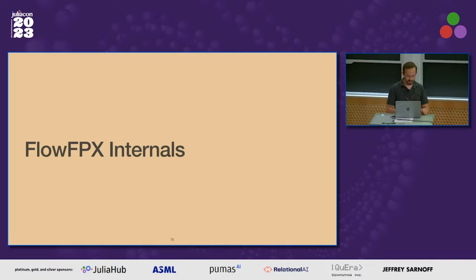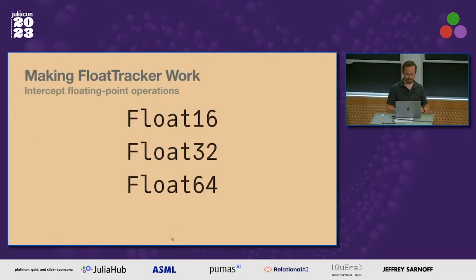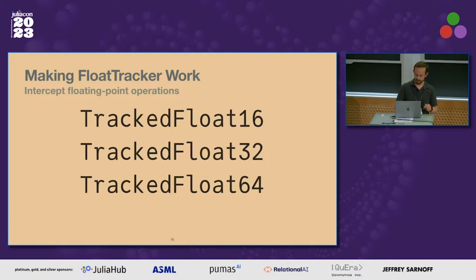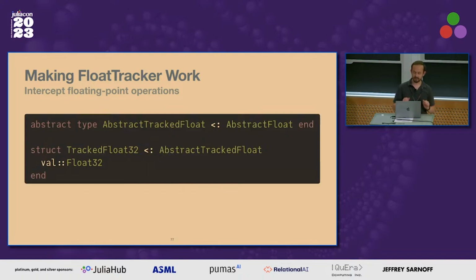Let's get down to the nitty-gritty of how we did this. Did we write a custom Julia kernel? No, we actually did this all entirely inside of userland, thanks to Julia's magic. Our first step was to take all of Julia's floating point types and create our own tracked float wrapper around that. A tracked float is a subtype of an abstract tracked float, which is a subtype of an abstract float. So anywhere where you can use a float, our tracked float is an acceptable thing to stuff in there.